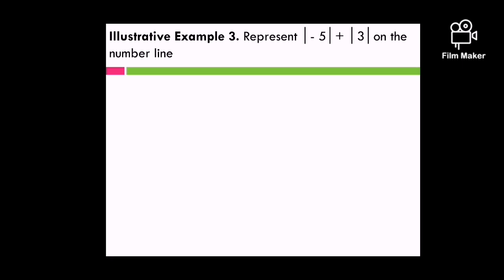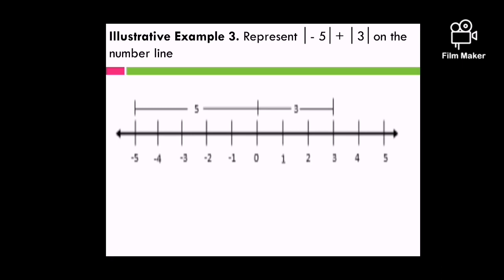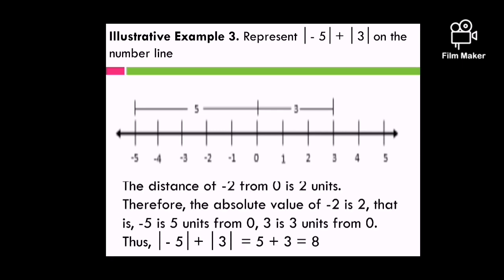Next, represent the absolute value of negative 5 plus the absolute value of 3 on the number line. So, it is the distance from 0 to negative 5 plus the distance from 0 to 3. So, therefore, the absolute value of negative 5 is 5, and the absolute value of 3 is 3. So that is 5 plus 3 is equal to 8. So the answer is 8.